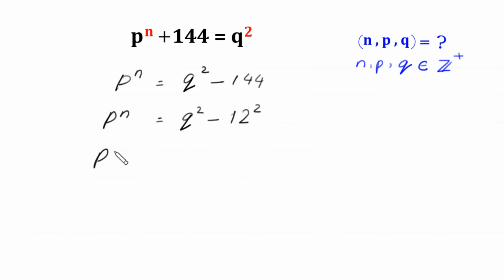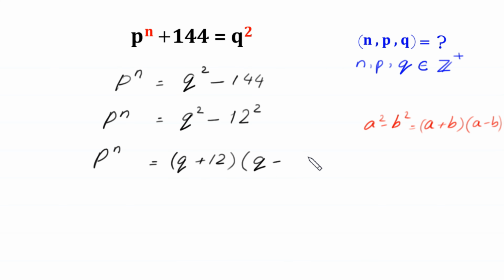Next, p to the power n is equal to, by using this algebraic identity, a squared minus b squared is equal to a plus b times a minus b. This q squared minus 12 squared can be written as q plus 12 times q minus 12. Now we have two factors at the right side.